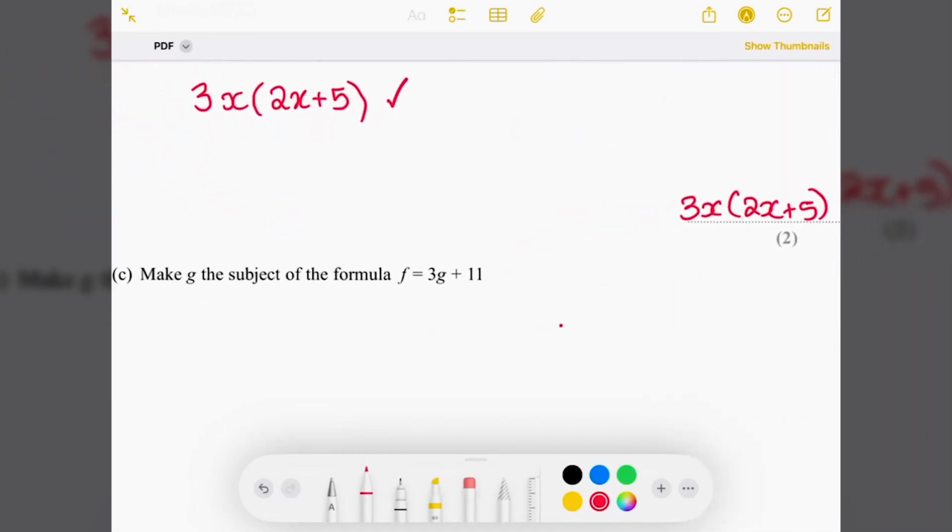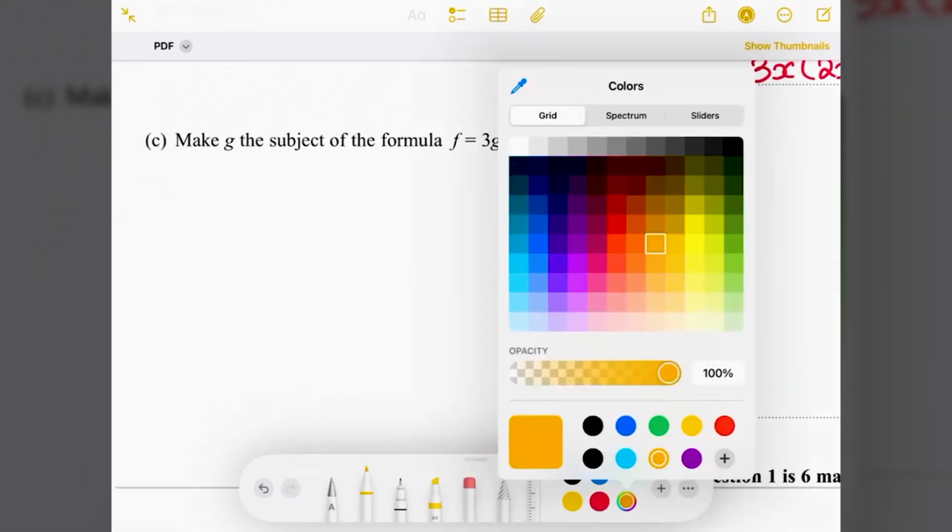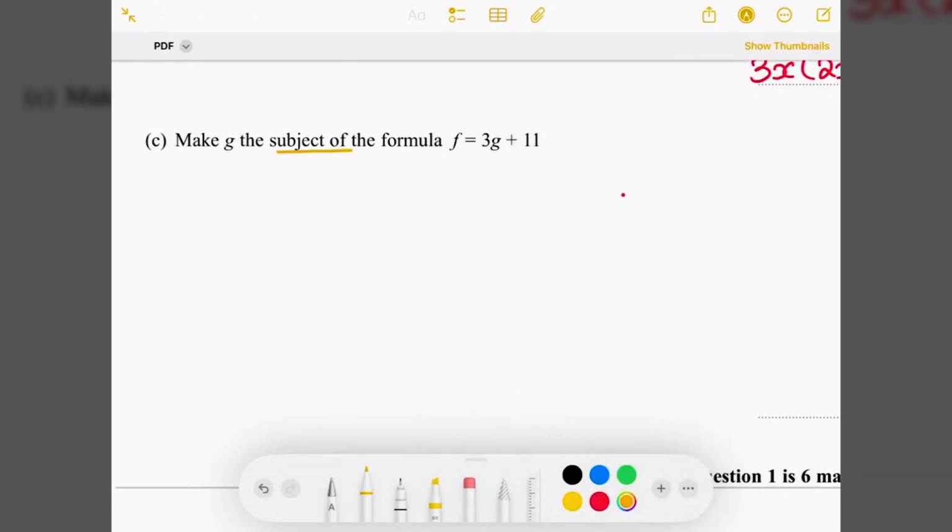Now, make G the subject of the formula. Make G the subject. If they say make something the subject of the formula, they want you to get it on its own. So basically, they want you to have G on its own. If I look at this equation, let's rewrite it over here so I've got a bit of space. F equals 3G plus 11. There are two sides to the equation. There's the right side and there's the left side. Okay, you want to bring everything over to the opposite side, and you want to end up with G on its own. And the way to get rid of stuff is to do the inverse.